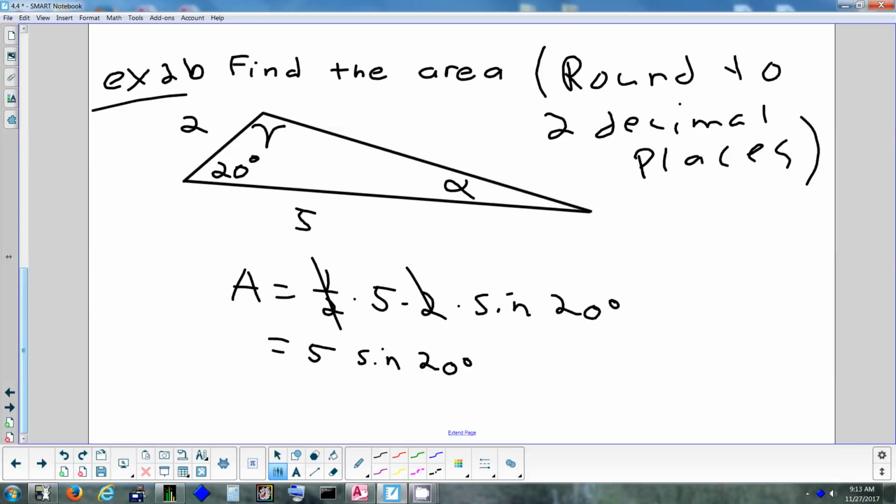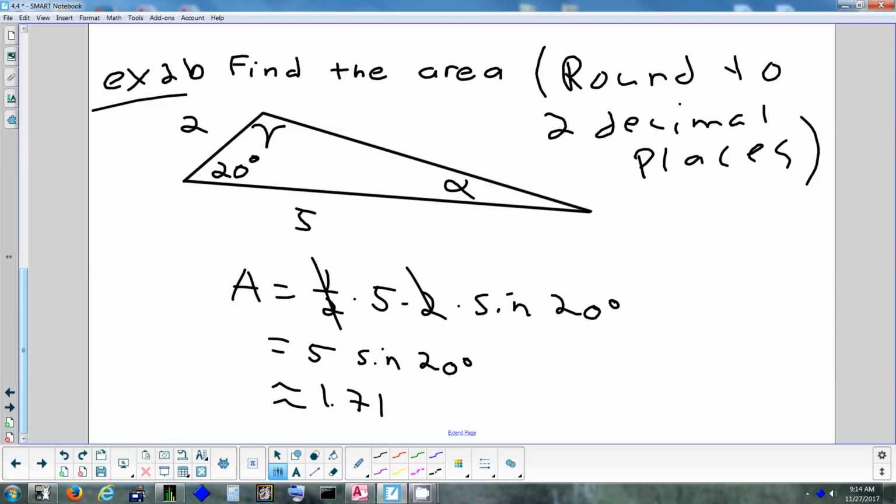Okay, so Connor, what did you get when you typed that in? 1.7. Can you give me one more decimal? 1.71. Anyone else get 1.71? The area? Perfect. Anything else, Connor, you should put with that number, just so we know what that number represents? What is that 1.71 about this triangle? It's an area, yes.